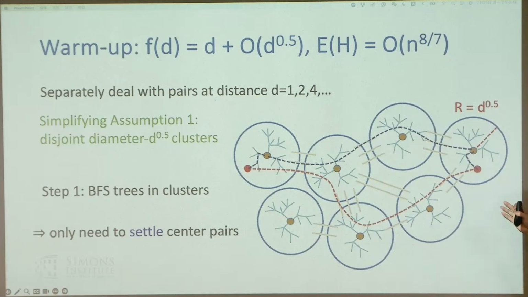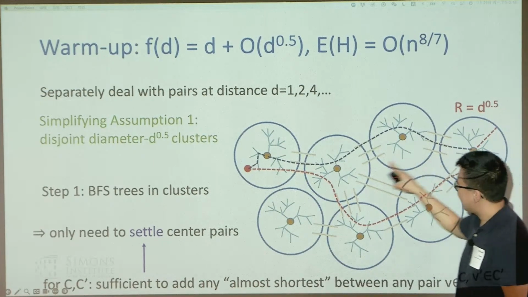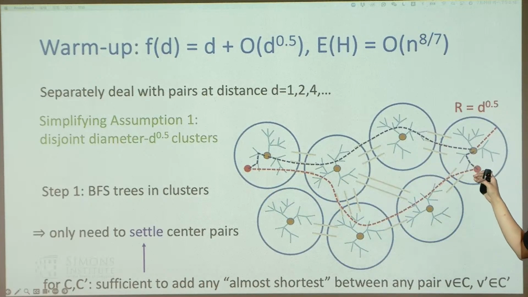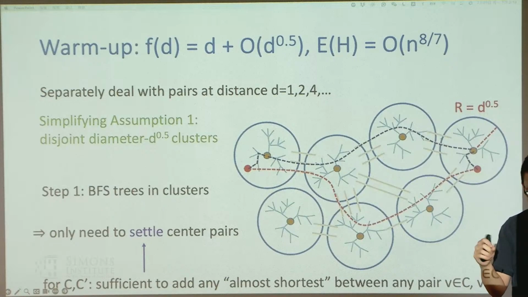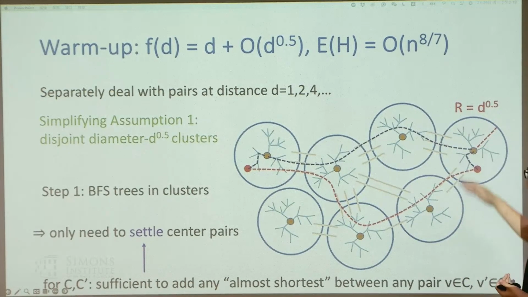But there can be many center pairs, so there are still things to do. If for any pair of vertices you add an almost shortest path connecting them, you have also settled the center pair. Although it looks like you are settling an arbitrary pair, you automatically settle the center pair as well, all because of the small radius. As long as you settle some pair, you settle the center pair. So that's the first simplification and the first step in the algorithm.